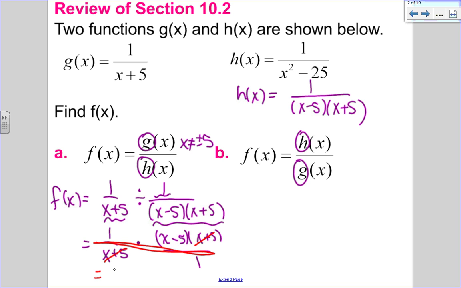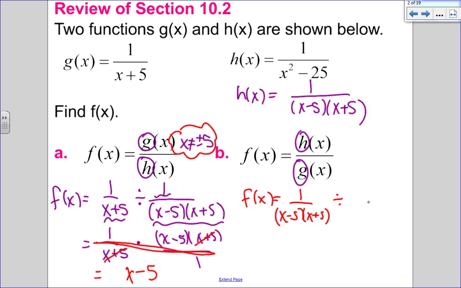So I know that altogether this answer will just be x minus 5, where x cannot equal plus and minus 5. Now let's look at that quotient the other way around. So we're going to look at the quotient this time of h of x divided by, and again I'll use my division symbol, g of x, which is 1 over x plus 5. So again, you can see the same restrictions: denominator, denominator, numerator. So altogether, x cannot equal plus and minus 5.